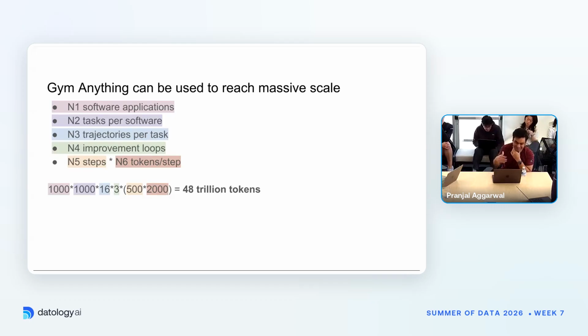Obviously, it's a question whether, at 48 trillion tokens, you would be able to get more performance improvement than at 5 trillion tokens or 500 billion, because you have to ensure diversity. But yeah, it seems promising.